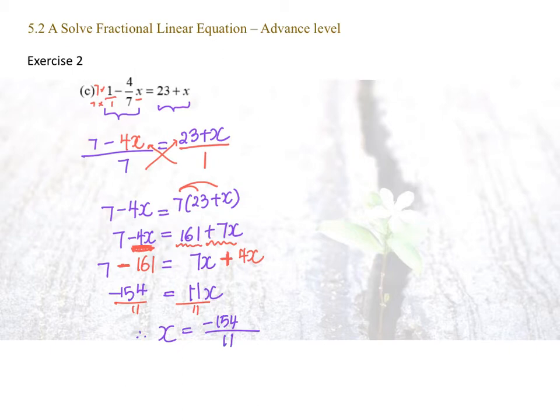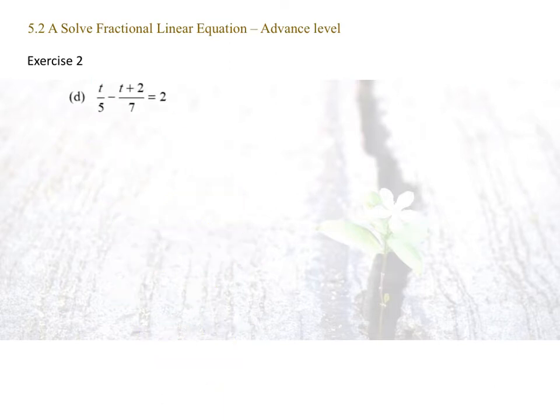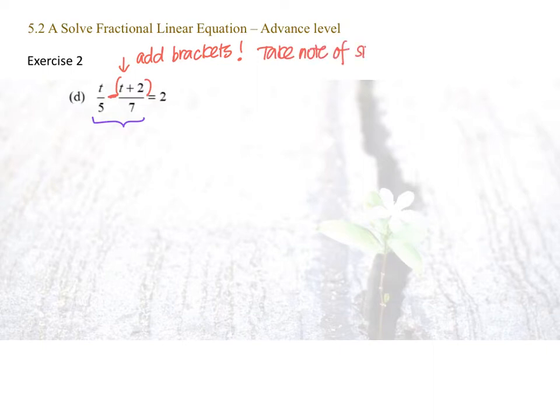Have you gotten the answer? x to be equals to negative 14. Up next, let us solve question D. Now take note that in D, we need to combine these two terms together. There's a negative sign and there's two terms over here. So we should add brackets in this case to help us take note of the sign, because negative multiplied to the whole bracket can change the sign.